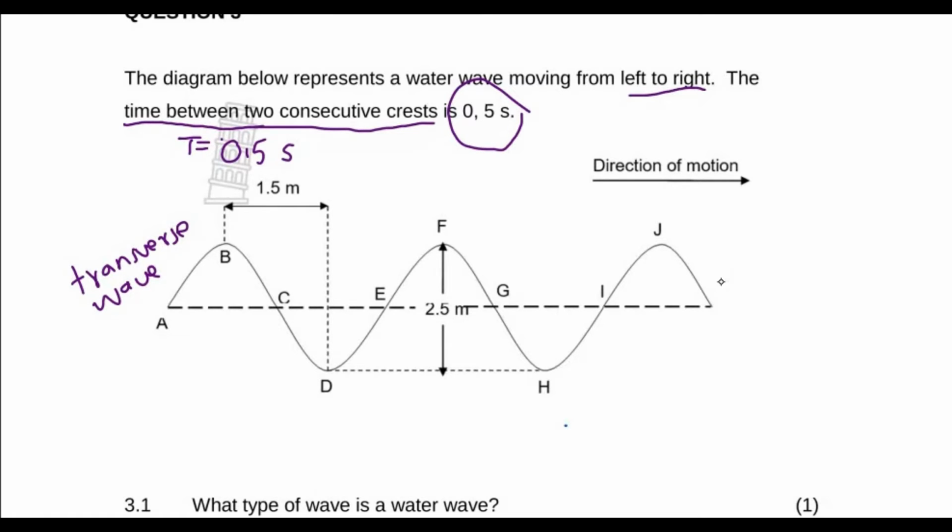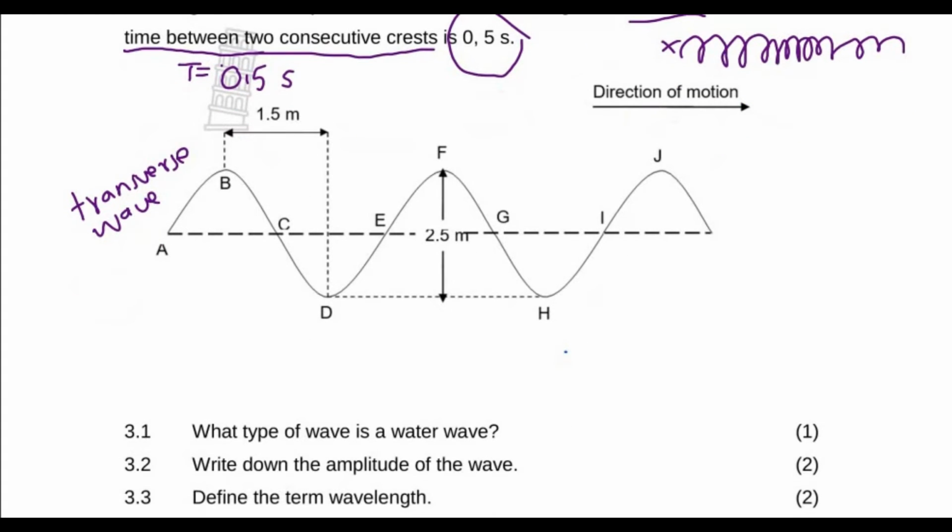We just know, because remember, longitudinal waves are drawn like this. And then you have areas where they are compressed and something like this. So this is a diagram of a longitudinal wave. This diagram that looks like a sine, a sinusoidal curve, is a transverse wave.